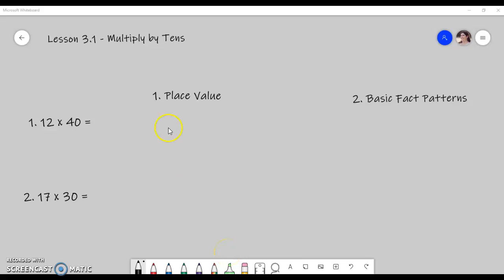Good morning, Tigers! Today we're going to be talking about a new chapter, Chapter 3, Lesson 1, Multiplying by Tens.